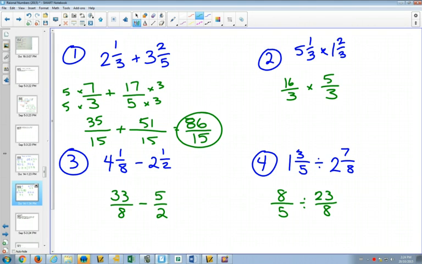For question number 2, you're multiplying. Do you need a common denominator for multiplying? No. Check. Can you simplify 16 over 3? No. 5 over 3? No. Any on the diagonals? No, can't simplify anything. So now we just multiply across. 3 times 3 is 9. 16 times 5 is 80.